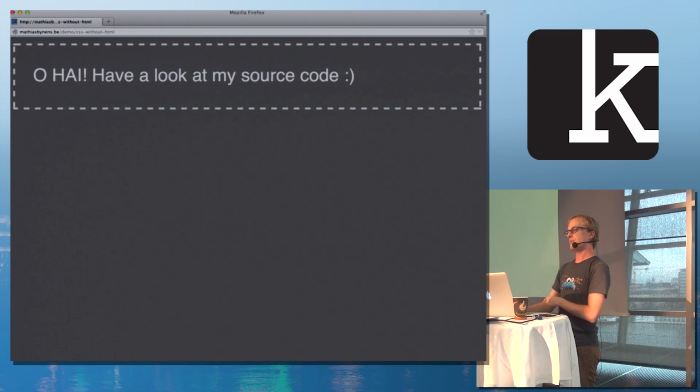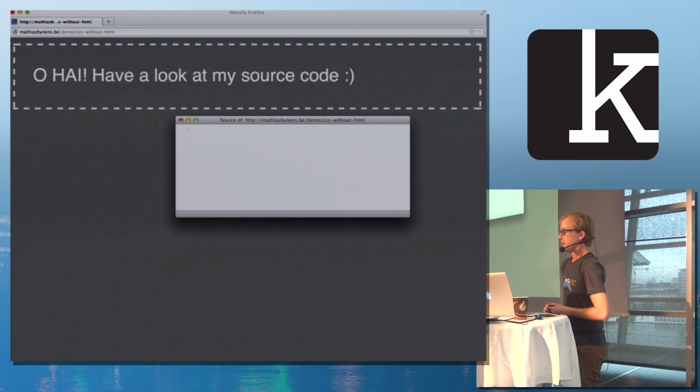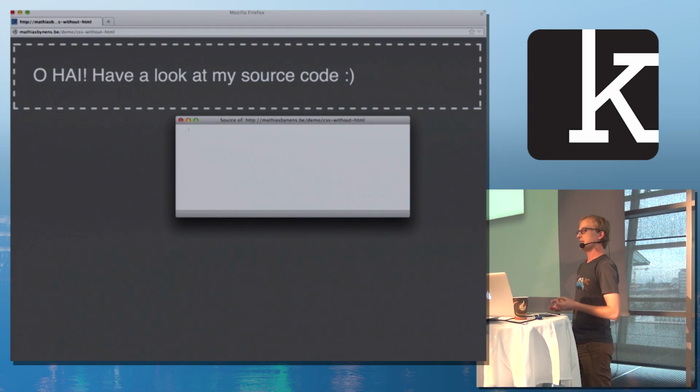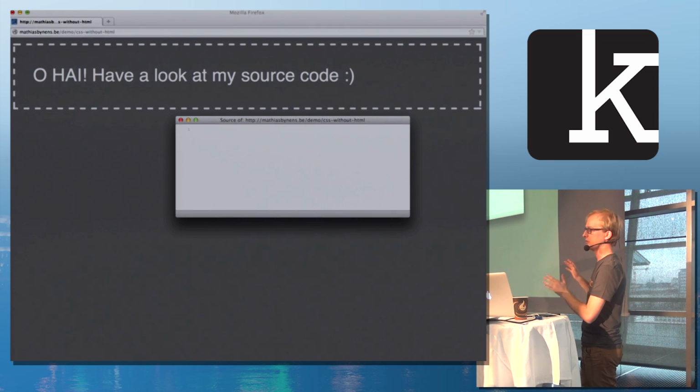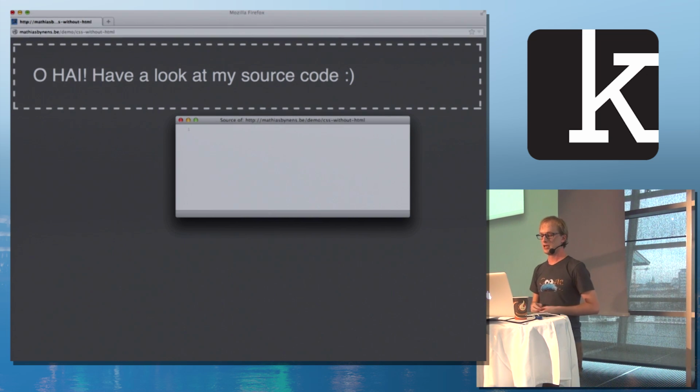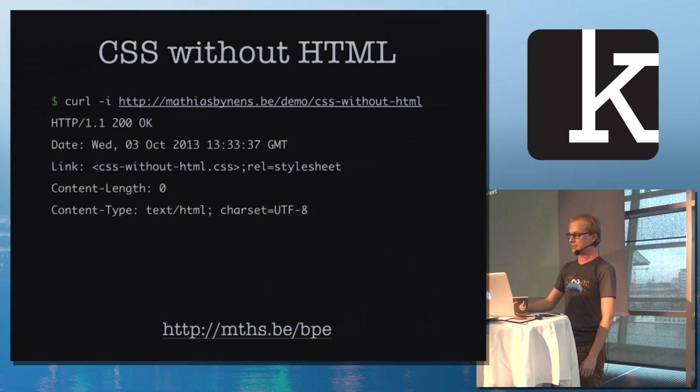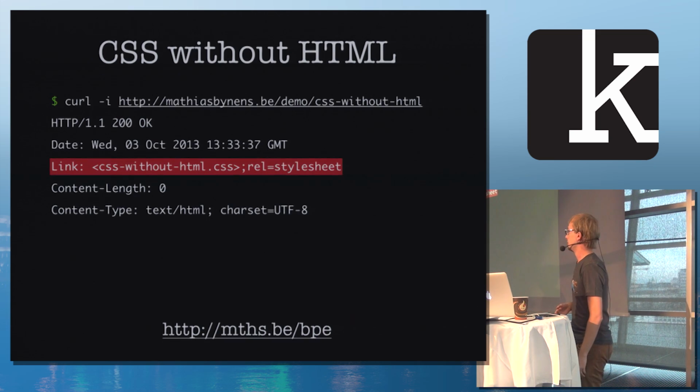Well, if you look at the HTML source code for this page, you'll see this. It's just completely empty. And I'm not using any weird tricks there to hide the actual source code with white space or something like that. It's actually a completely empty HTML document. So what is going on there? How did I manage to get some text to show there and to style it with CSS? Well, this is what's going on.